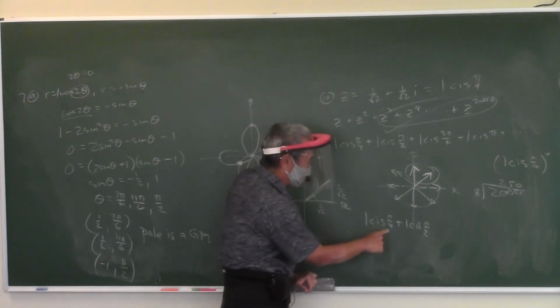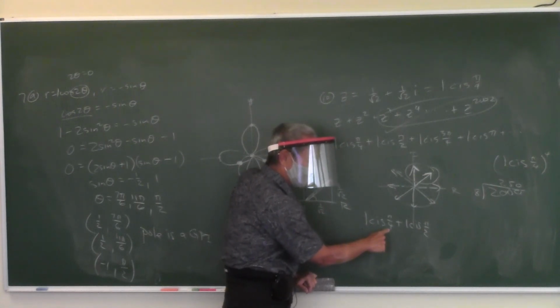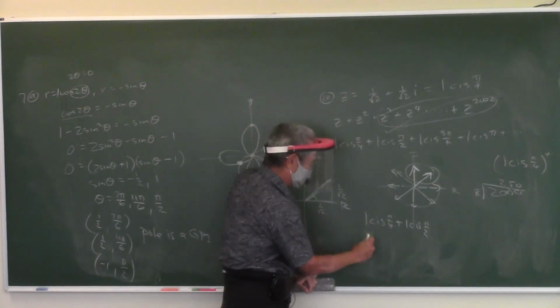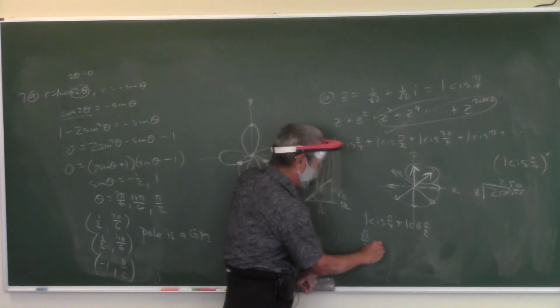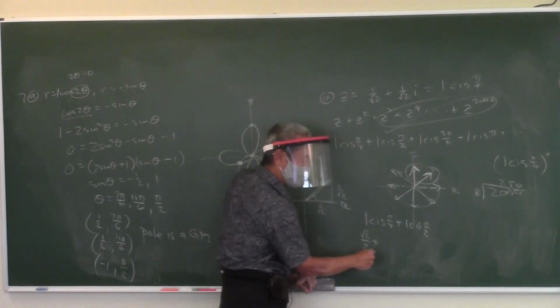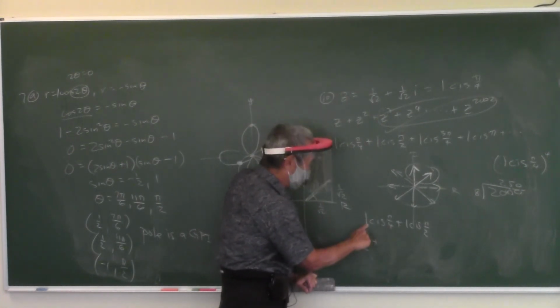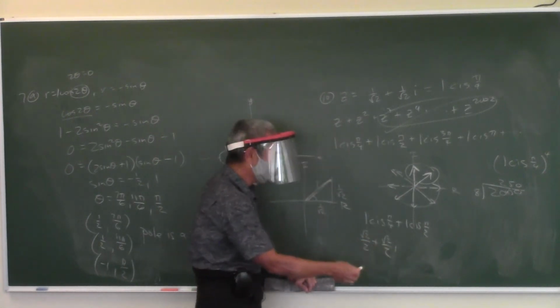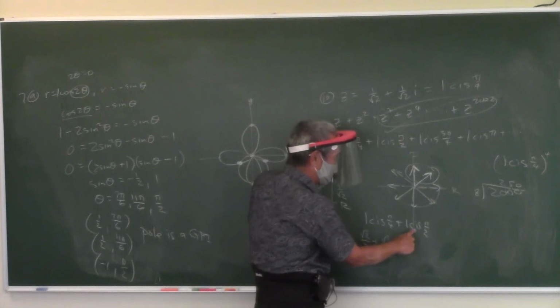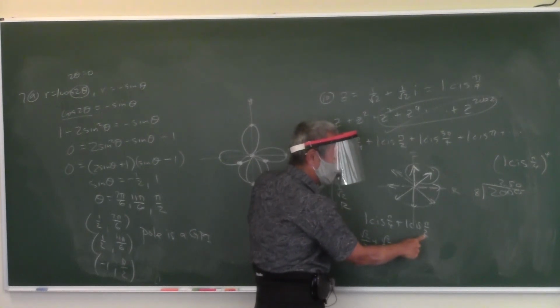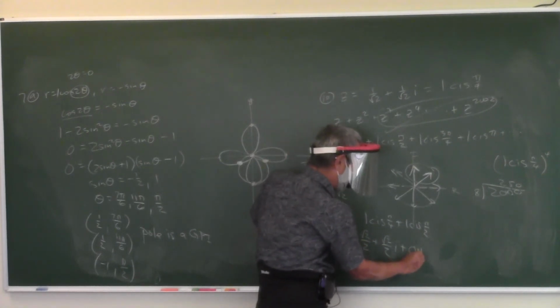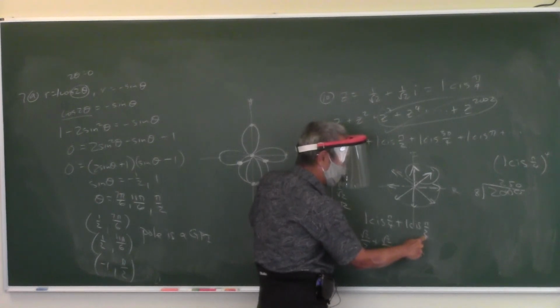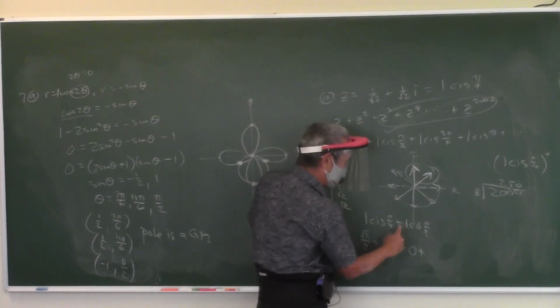What is the cosine of pi over 4? Root 2 over 2 times 1, so that's just root 2 over 2. What is the sine of pi over 4? Root 2 over 2 times the 1 here, so that's root 2 over 2, and you always put the i on the second one, right? Okay, what is the cosine of pi over 2? 0 times 1 is 0. What is the sine of pi over 2? 1. What is 1 times 1?